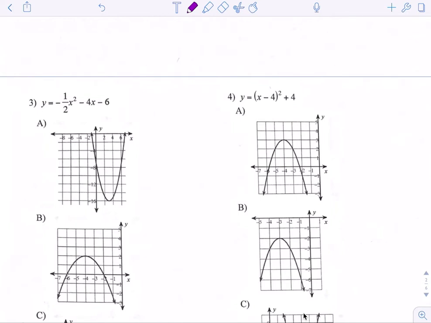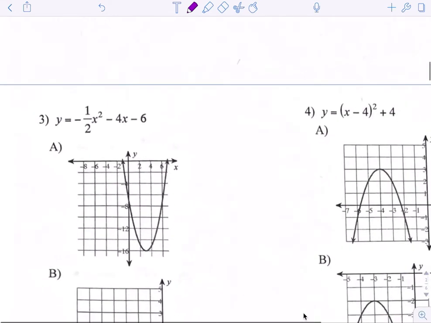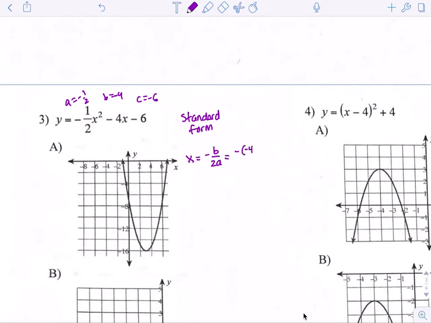Okay, so for this one, find your guys' vertex. So standard form, right? Your guys' vertex is x is equal to negative b over 2a. A value is negative 1/2, b value is negative 4, c value is negative 6. So negative of negative 4 all over 2 times negative 1/2. 4 over negative 1, which is negative 4.